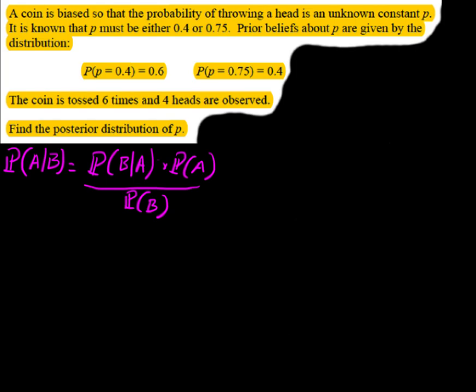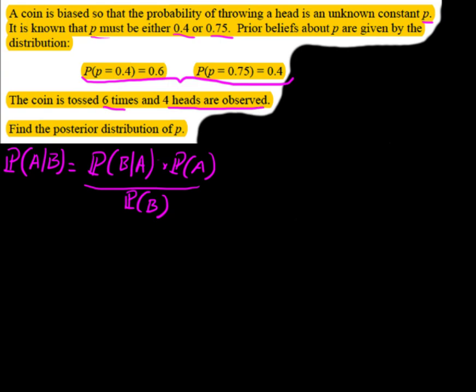So it says a coin is biased so that the probability of throwing a head is unknown constant p. And it's known that p has got to be either 0.4 or 0.75, and prior beliefs about p are given in the distribution. So this is the prior distribution. The coin is tossed 6 times, and 4 heads are observed. So what's the posterior distribution of p?